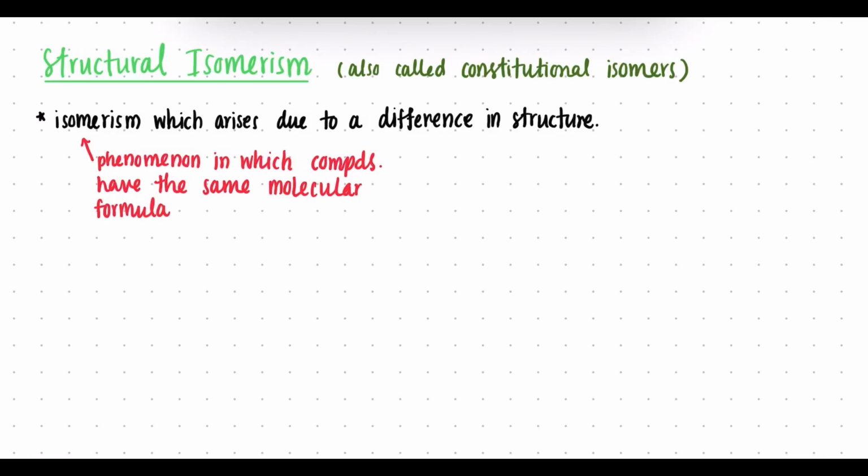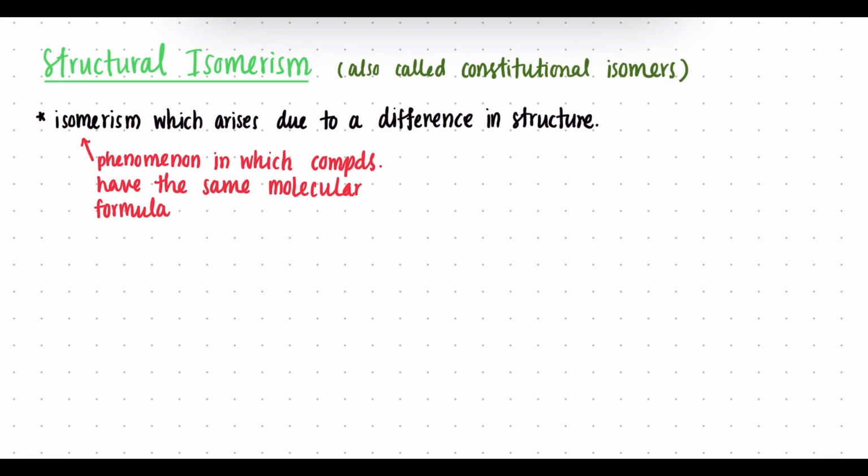Hey guys, so in today's video, we're going to continue our organic chemistry journey and start with isomerism. Now, there are three different types of isomerism that we'll come across in organic chemistry, and we're just going to discuss the first type, which is the simplest of them all, structural isomerism. Structural isomers are also called constitutional isomers, just a naming basis. And so structural isomerism is an isomerism which arises due to a difference in structure.